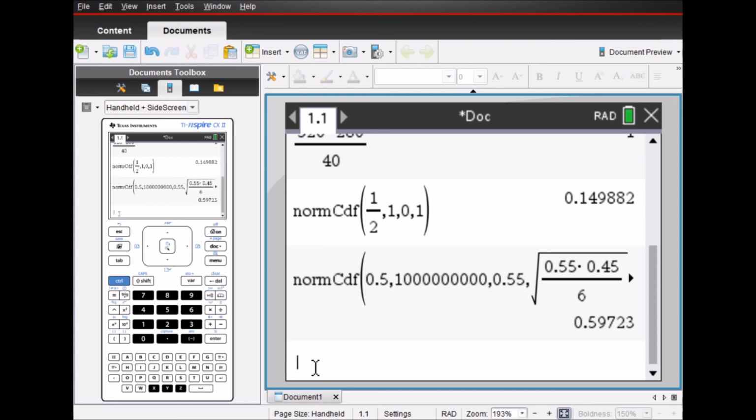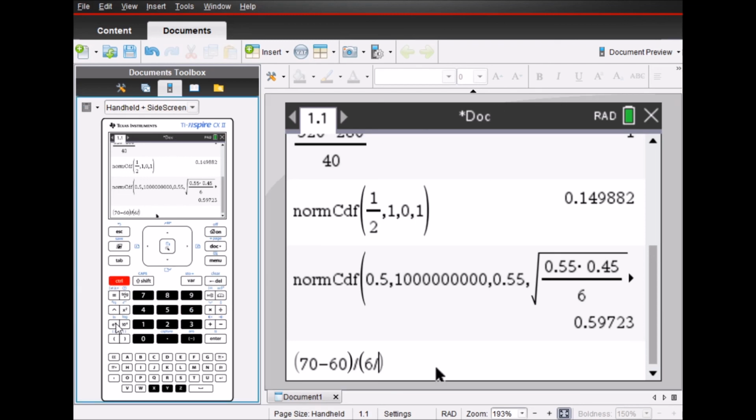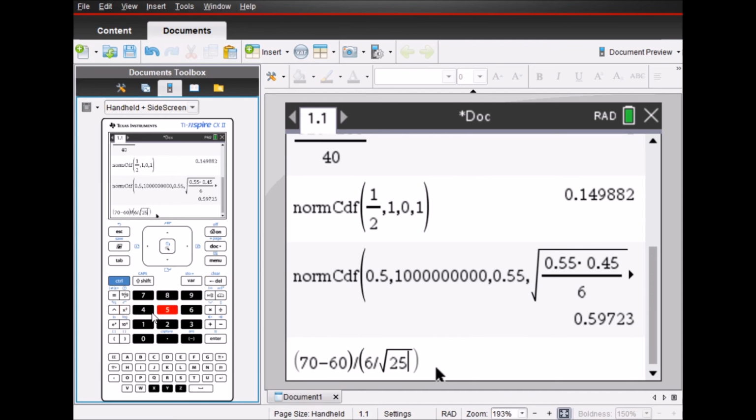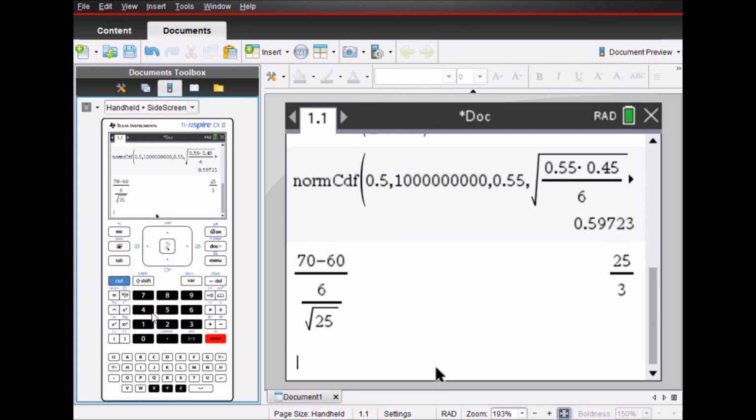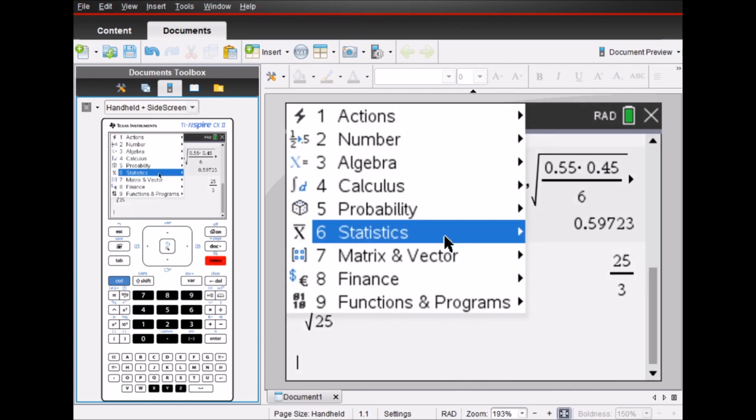Okay, so looking at this, we need to calculate first of all a z-score. So we're doing 70 minus 60, that's the observed height minus the population height. And then we're going to divide by the standard deviation. Now in this case, the standard deviation would be 6 divided by the square root of n, which in this case is 25, okay? So that should give us a t-score of 25 thirds, which is fine. We can actually go and put that in.